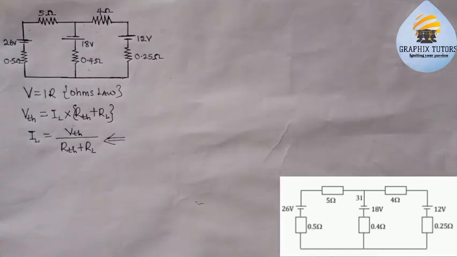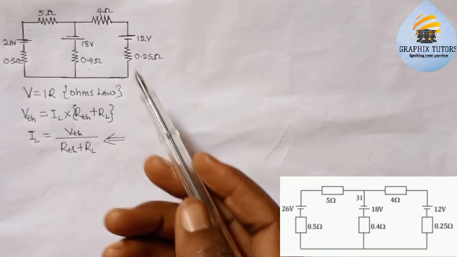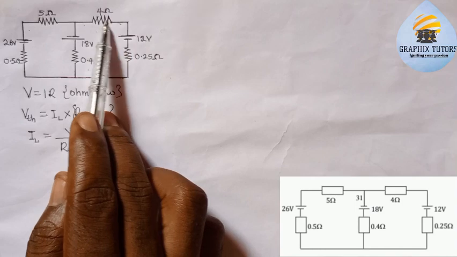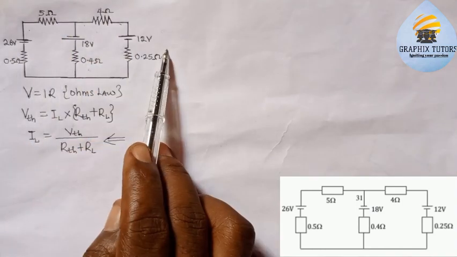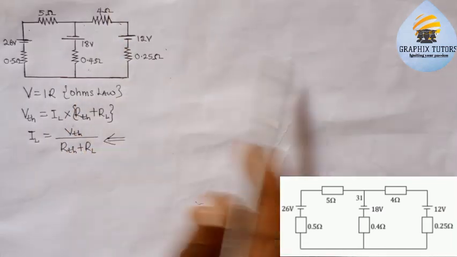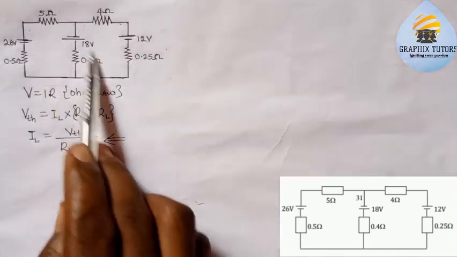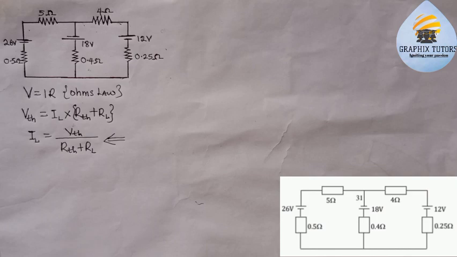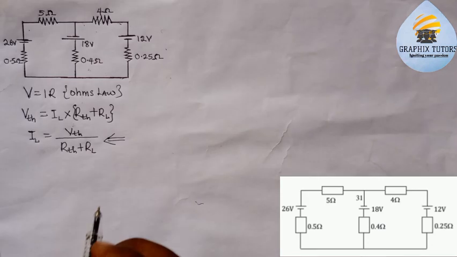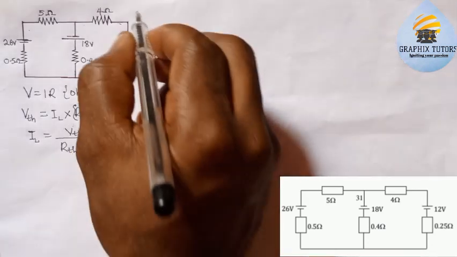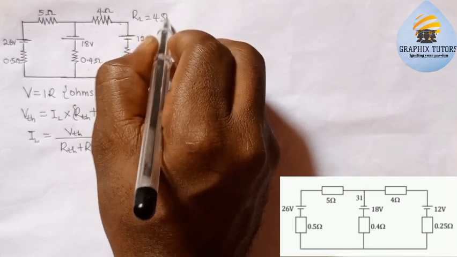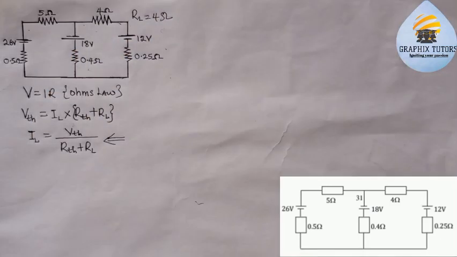So for us to be able to analyze this circuit, in order to look for the current that is flowing through any of the resistors that we want to choose, for now we are choosing the 4 ohm resistor. Another time it might be the 5 ohm resistor, it might be the 0.4, so it depends on what we are looking at. But what we are looking for is the current through the 4 ohm resistor. So we know that our RL is equal to the 4 ohms, because that is what we want to analyze here.